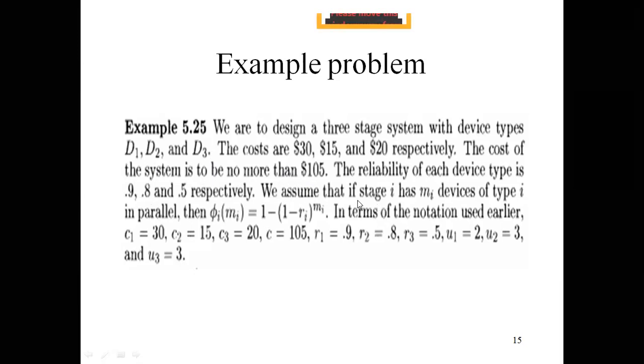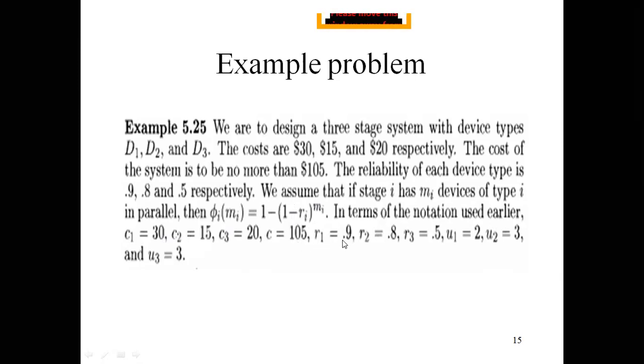We assume that if stage i has mi devices of type i in parallel, then phi of mi is 1 minus (1 minus Ri) to the power mi. This is the probability formula for the reliability. Phi of mi indicates the reliability of the device in terms of the notation used. So here C1 is equal to 30. What is C1? That is the cost of the device type 1. C2, C3. Okay, costs are given. Now C is equal to 105.